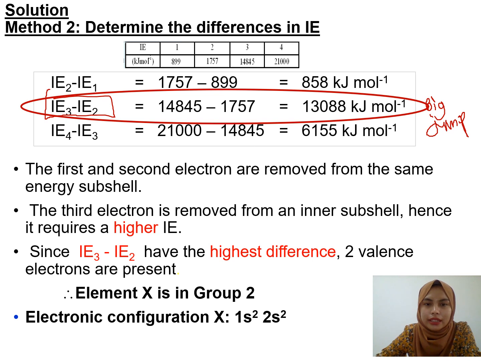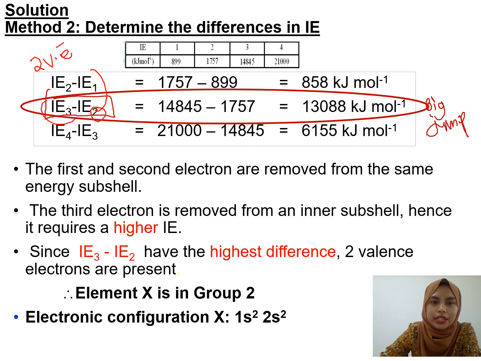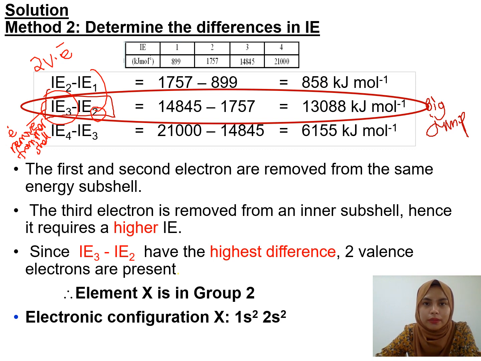Dapat big jump. So you know that you kena fokus dekat this ionization energy. Alright, since ionization energy yang pertama dengan yang kedua lebih kurang saja, tapi bila nak masuk ionization energy yang ketiga ada big jump, therefore atom X hanya akan ada sebanyak 2 valence electron. Okay, sebab ionization energy ketiga ni adalah electron yang you remove from the inner shell. Okay, electron pertama dengan kedua you remove from the valence from the outermost shell.